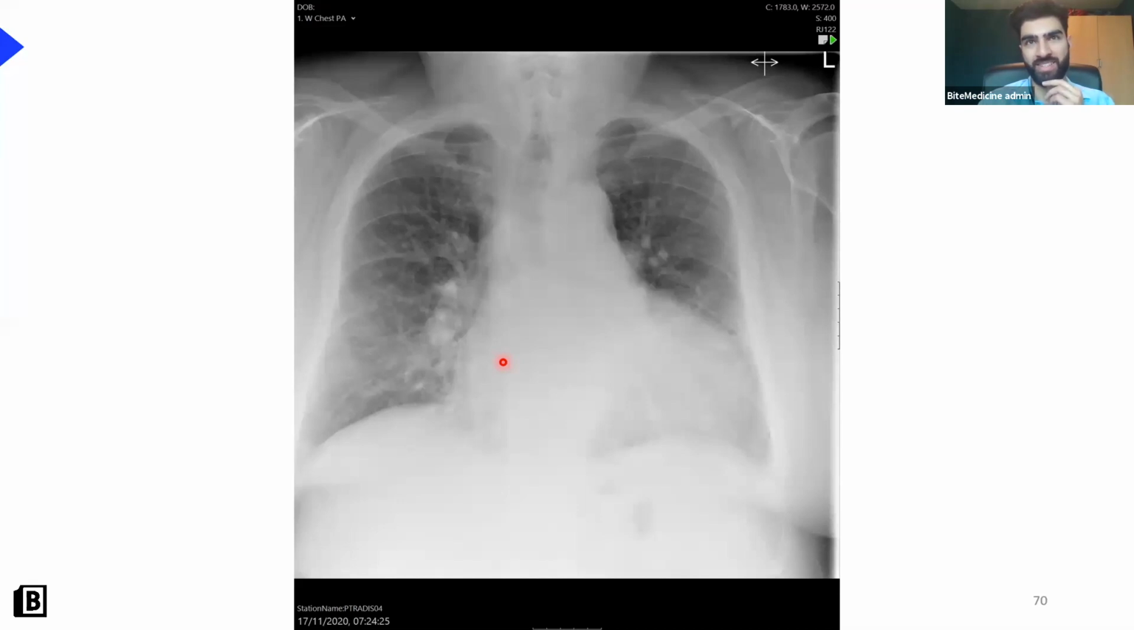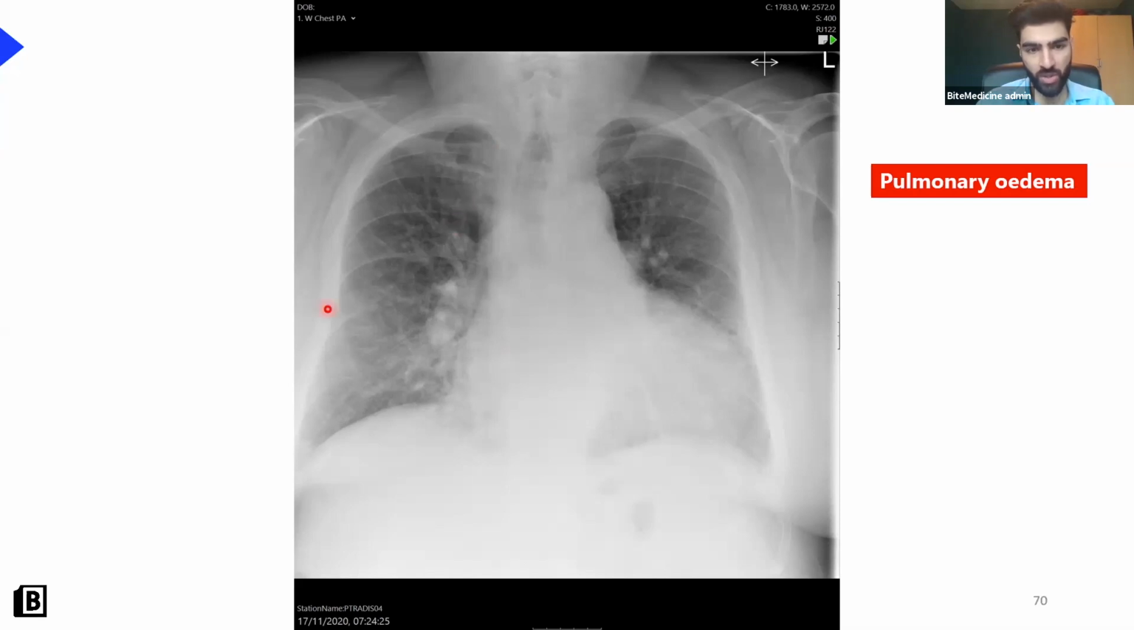Any takers? We've got a couple of answers. Okay, tricky one. Pulmonary edema. Well done, AM, for getting that. Bat wings appearance. Yeah, very prominent fluffy hilum. You can see quite prominent vessels in the upper lobe.